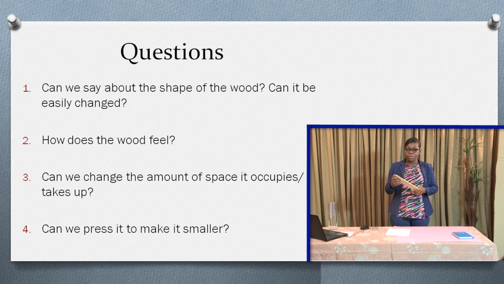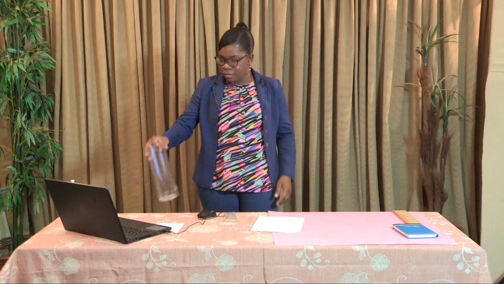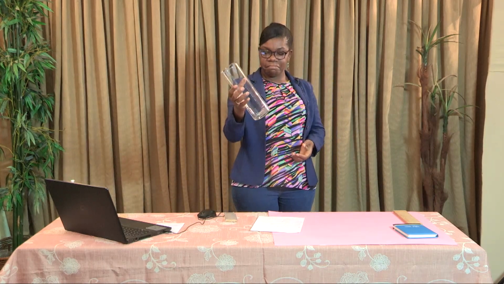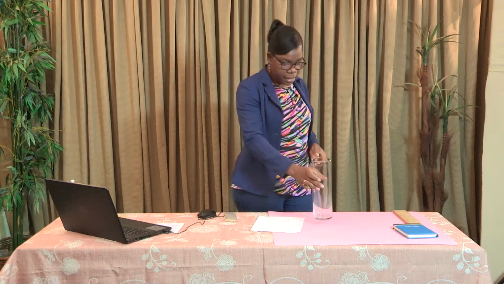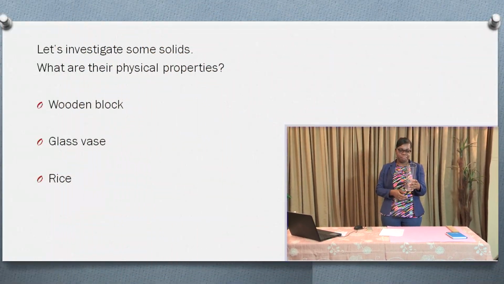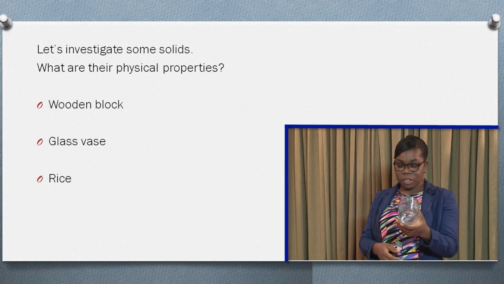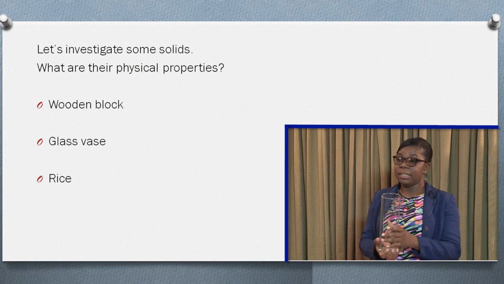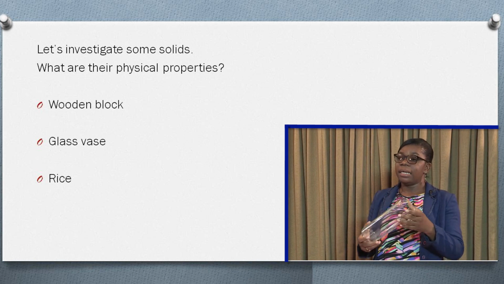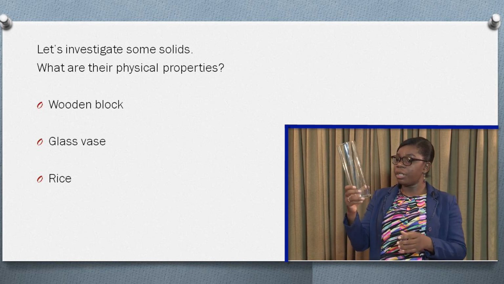Good. So all of those are physical properties of this wood. Next we have a vase. Good. What are the physical properties of this vase? Good. It is like a cylinder, so it's cylindrical.